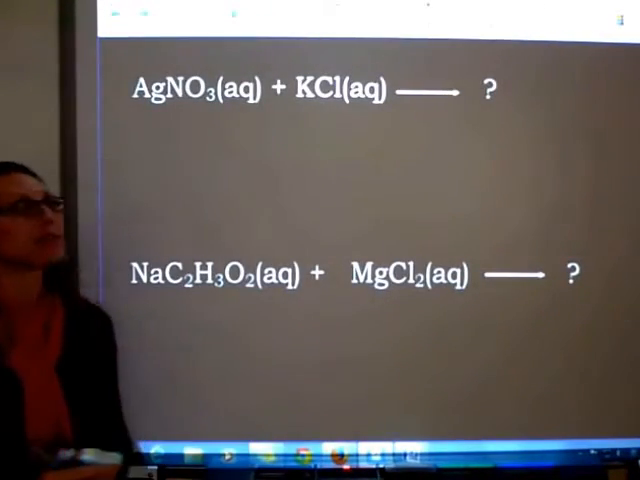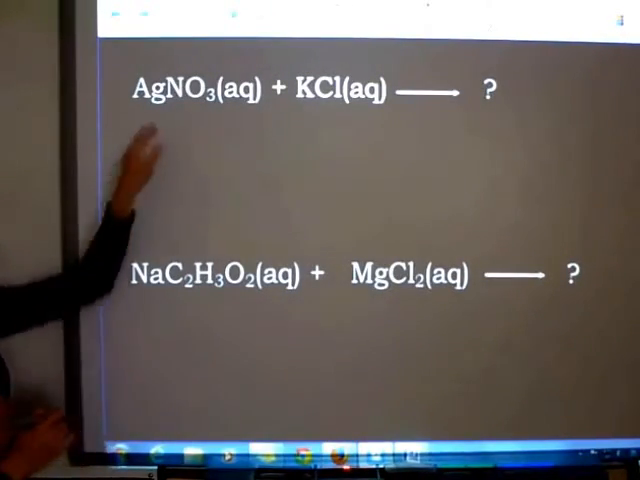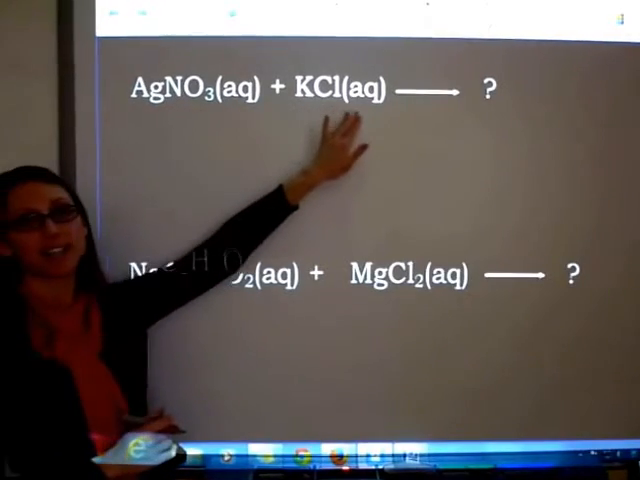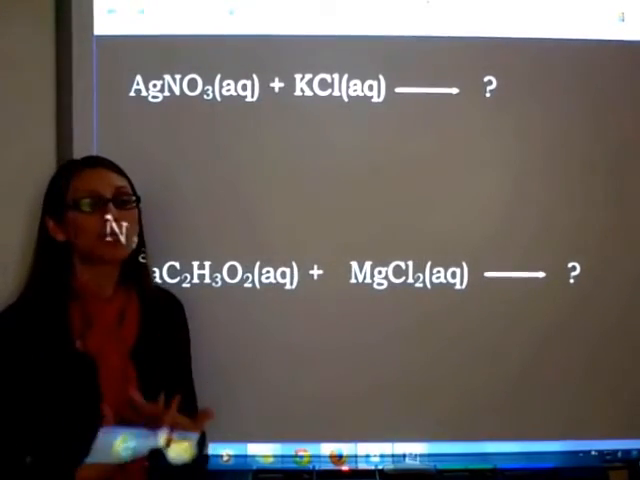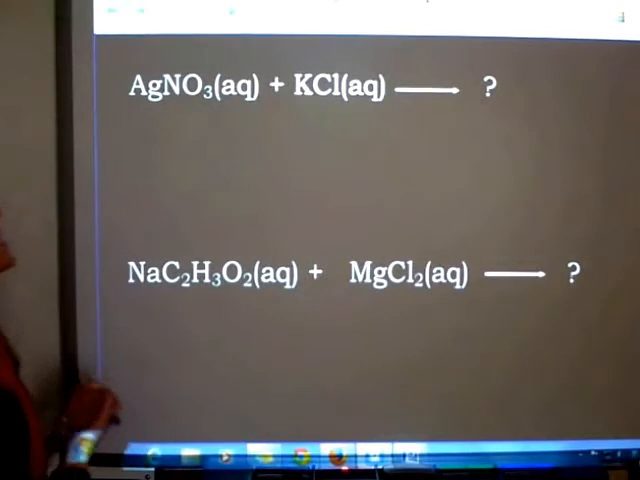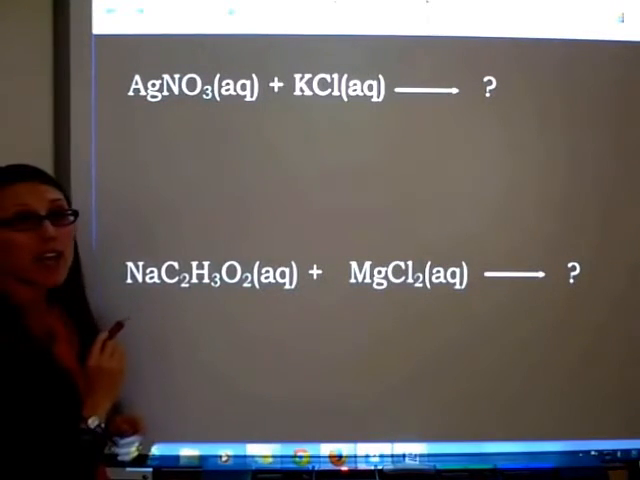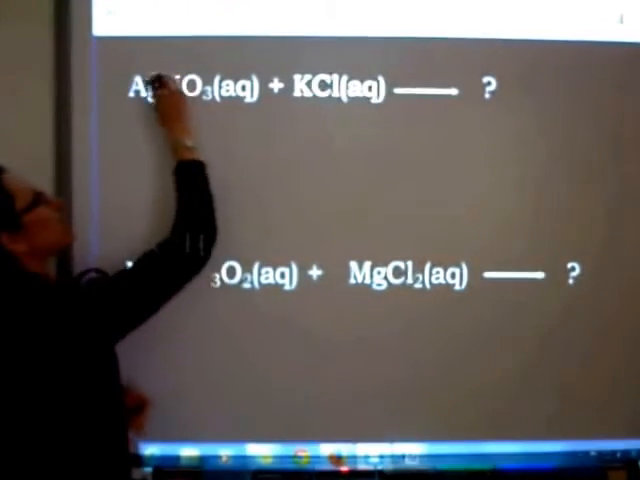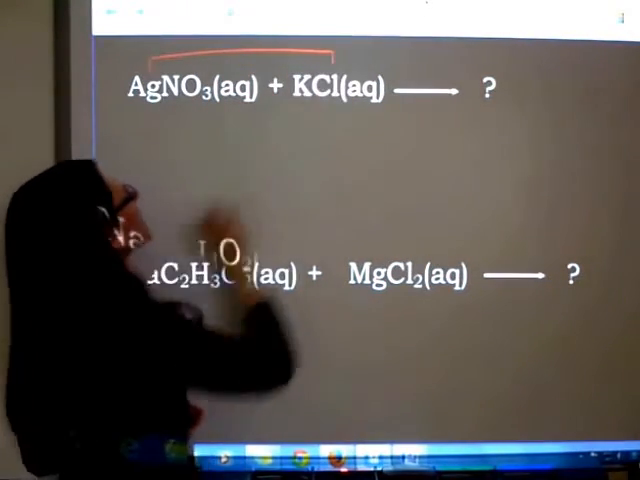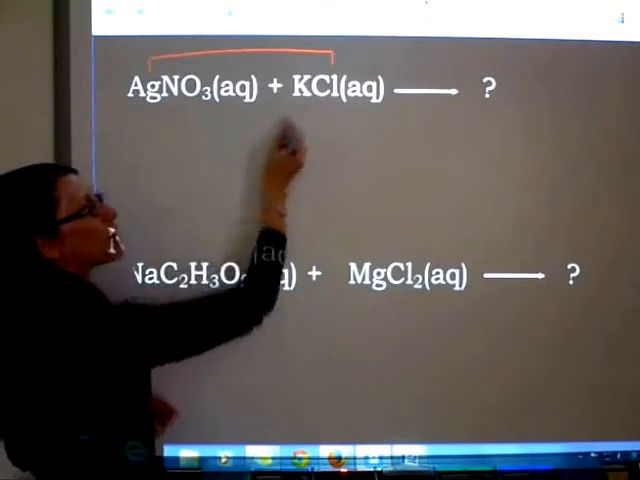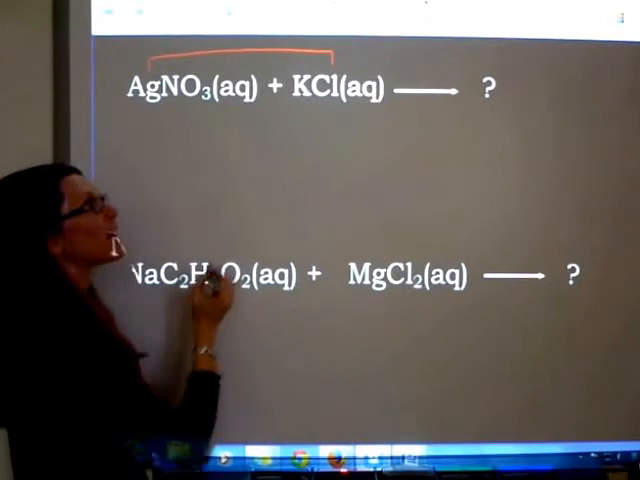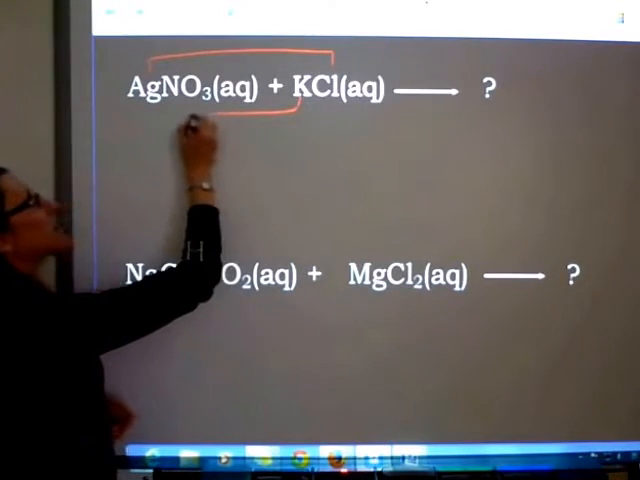Here are two examples. Let's take a look at the first one. If we mix silver nitrate and potassium chloride, we're going to observe a double replacement reaction. Silver initially was combined with the nitrate, and so in the product it's going to be combined with the chloride. And our potassium, which had originally in our reactants been combined with the chloride, will be reacted with the nitrate.